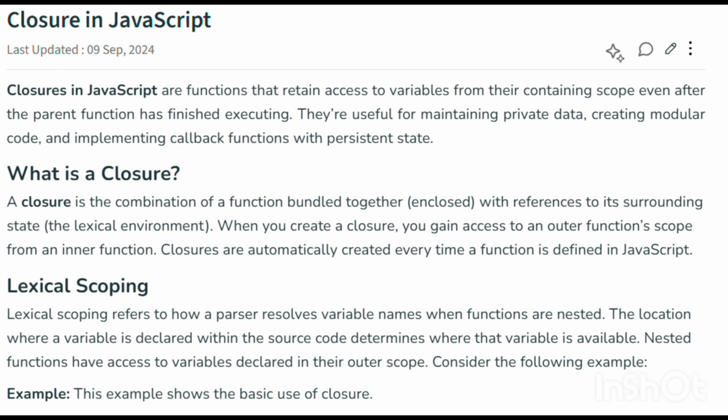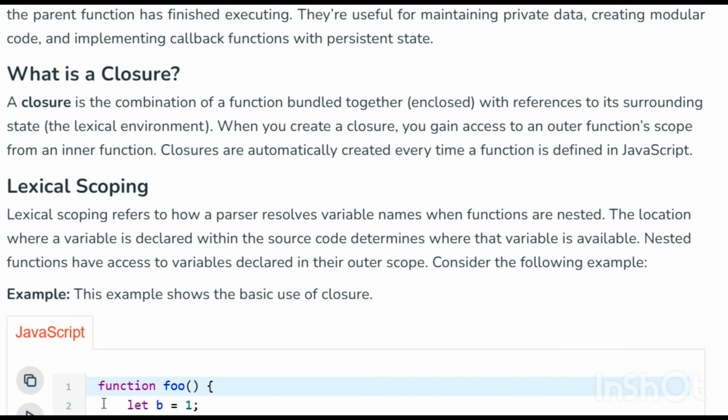Closures are automatically created every time a function is defined in JavaScript. And there is another concept, lexical scoping, which refers to how the parser resolves variable names when functions are nested. The location where a variable is declared within the source code determines where the variable is available.